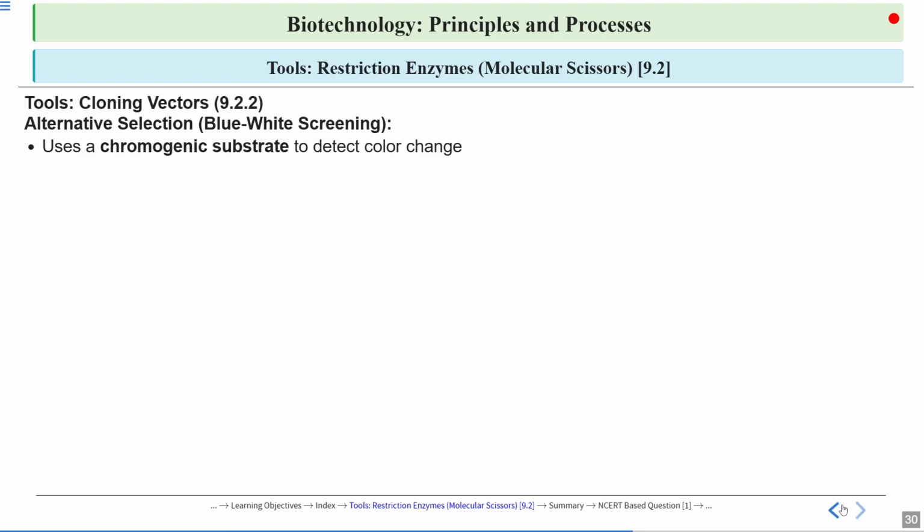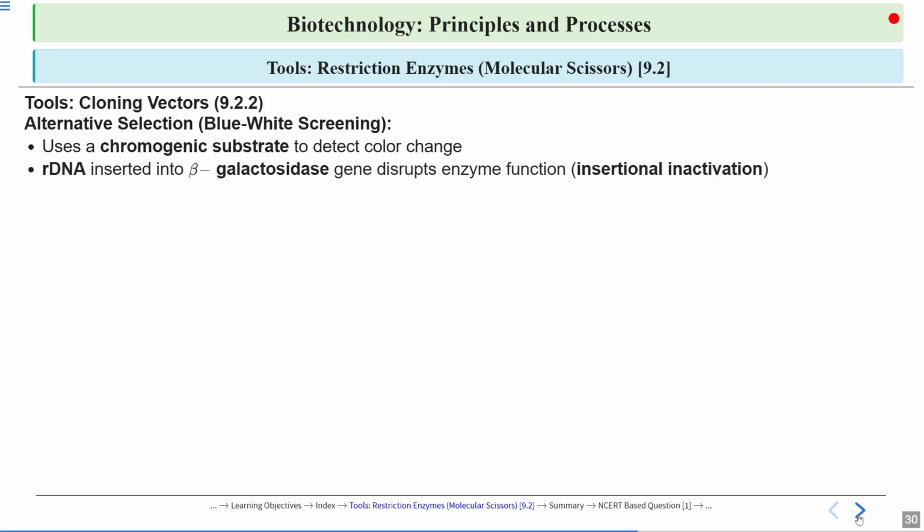so now this plating system is a very tedious task. We have to use two plates, one with tetracycline, one with ampicillin. So there is one better alternative selection, that is the blue white screening. Usually we take a cloning vector with the beta galactosidase enzyme, and this enzyme has the power to convert a chromogenic substrate, that is X-gal, into blue color. Okay, so as it says, it uses a chromogenic substrate to detect color change. Recombinant DNA inserted into the beta galactosidase gene disrupts this enzyme function, which is called insertional inactivation.